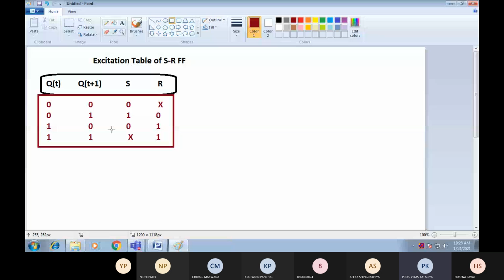So this is the excitation table for SR flip-flop. Now help us to design the counter for the sequence 0, 3, 5, 9, 10. First of all, we should take the binary values for this sequence. So let's write the sequence first.